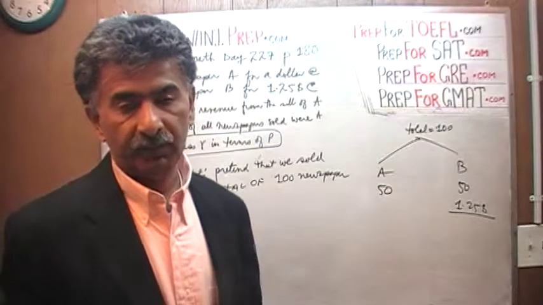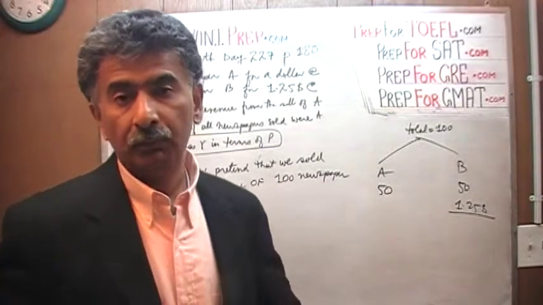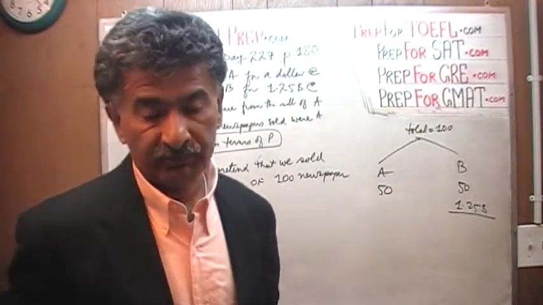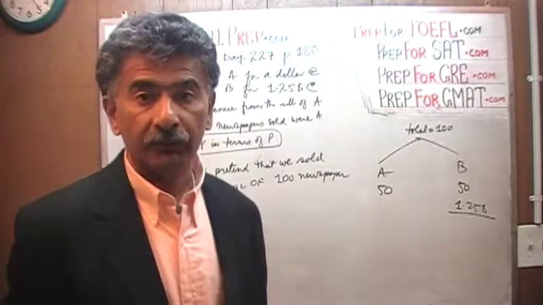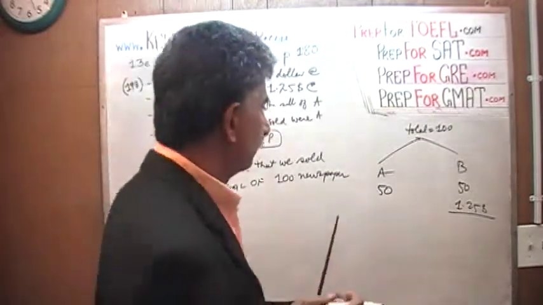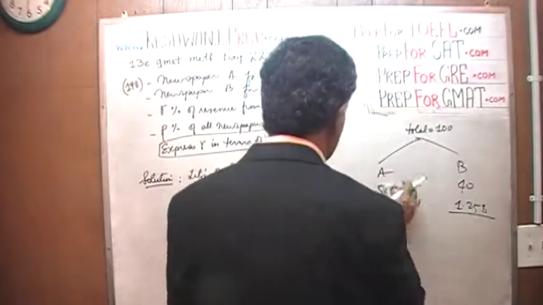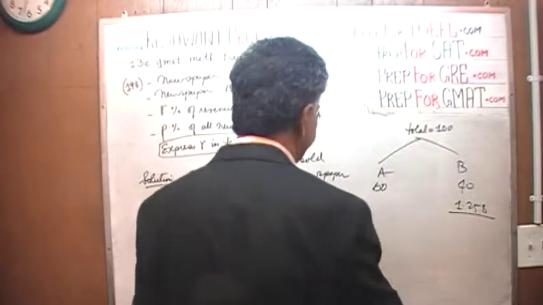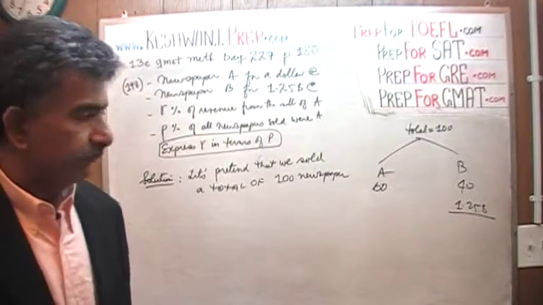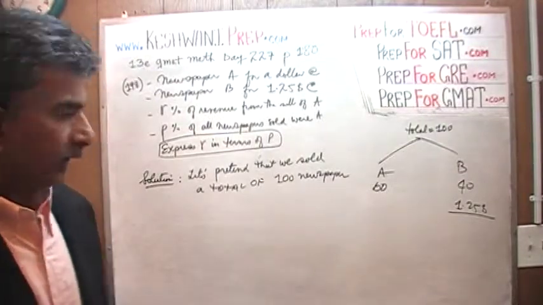For example, if somebody asks you how much money is 40 quarters, well, that is very easy. 4 quarters makes $1, so 40 quarters is $10. So that's what I'm going to assume. We're going to assume that we are selling 40 of B and therefore 60 of A. Are you with me so far? Very good. Now let's figure out the revenue.